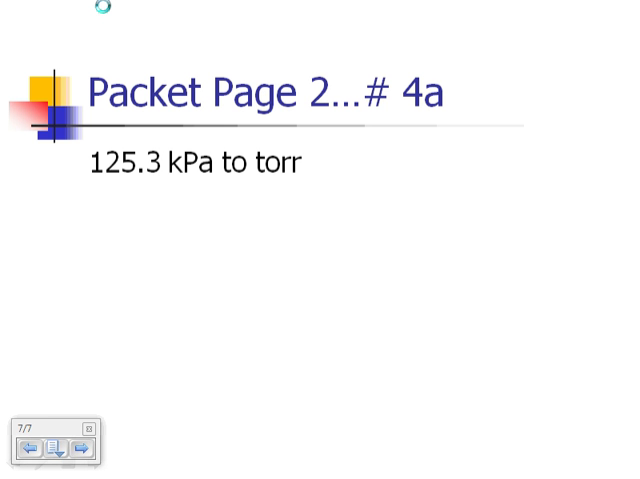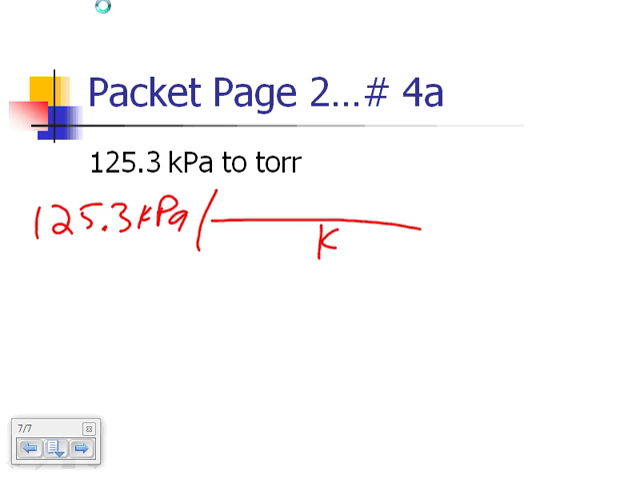125.3 kilopascals to torr. We need to figure that out with dimensional analysis, just like we always do. 125.3 kilopascals. We need to go to torr. So we need kilopascals in the denominator, torr in the numerator. Then what we need to do is look on the first page of our packet and look what those standard conversion factors are for standard pressure. We see that it is 760 torr and 101.3 kilopascals are equal to each other.